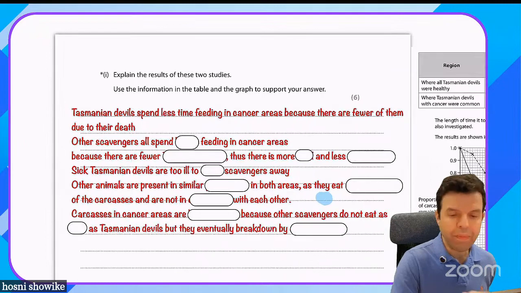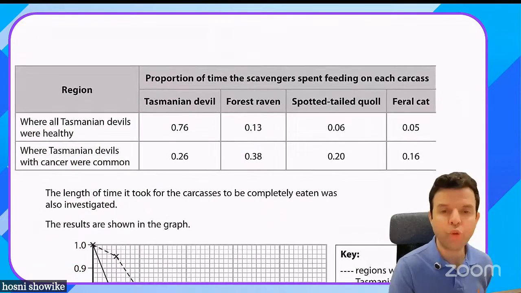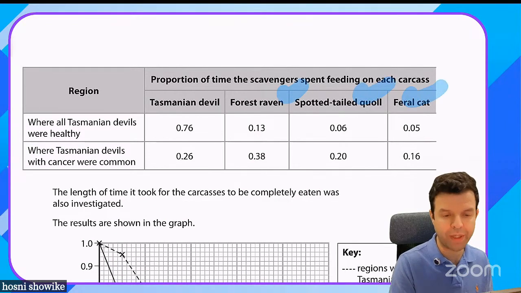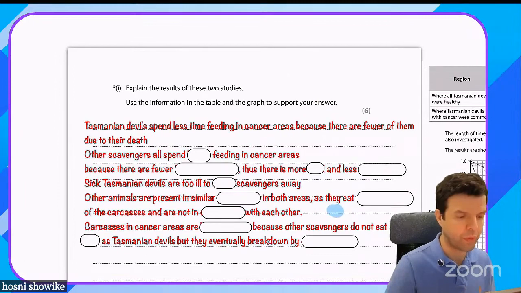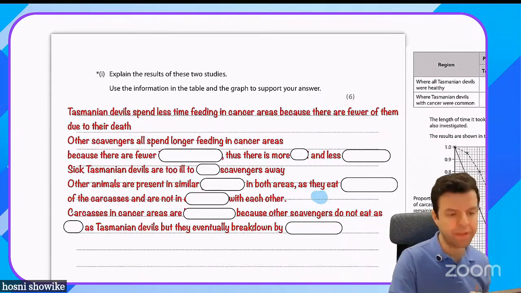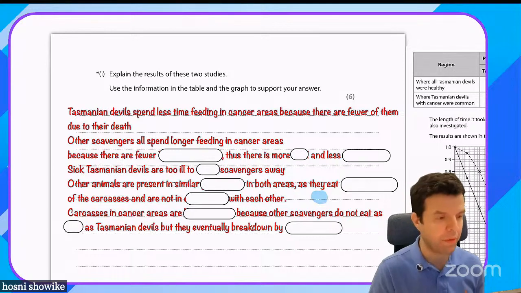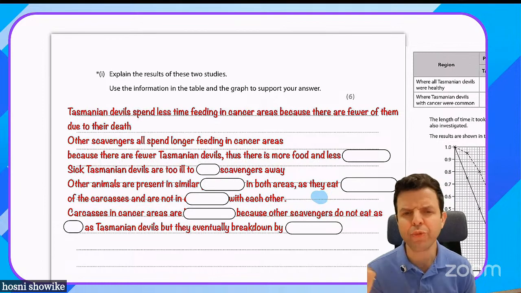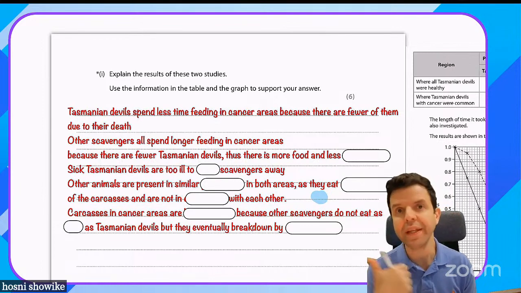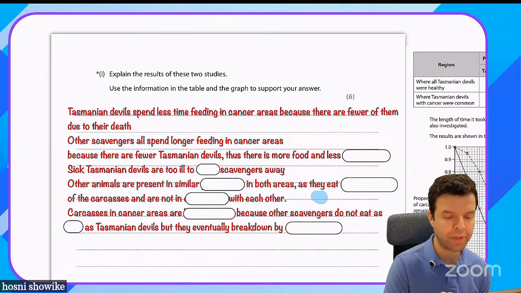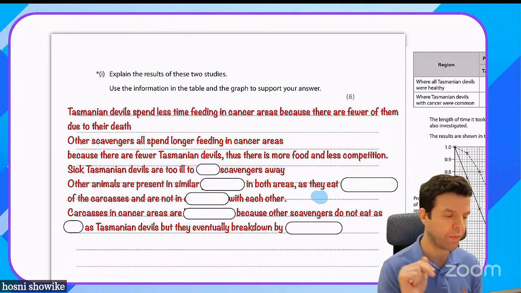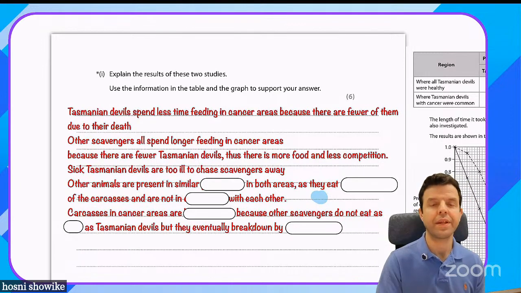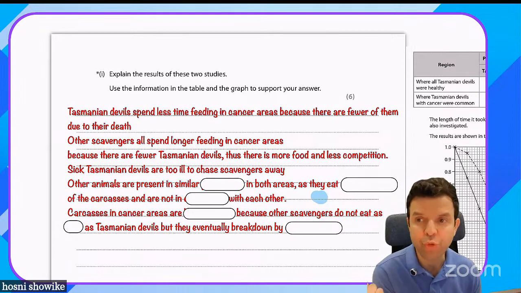What about the other scavengers? Those ones I have in the other columns here. Those are now spending more time. Okay. Reason, there's nobody to scare them off. Okay. And there is more food. How come there's more food now? Because the main scavenger is not competing anymore. So with the cancer, what is happening? It's becoming weaker. It's less likely to scare them off.